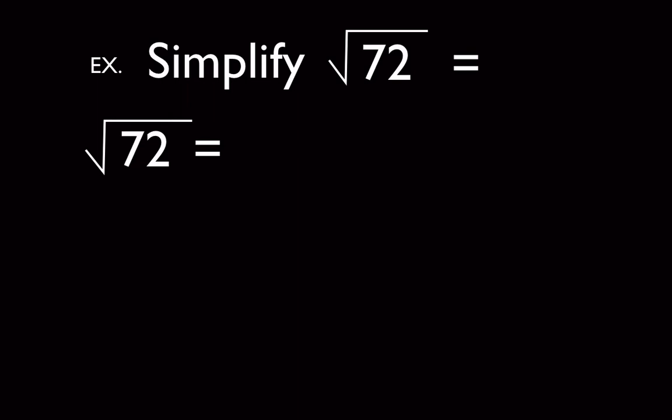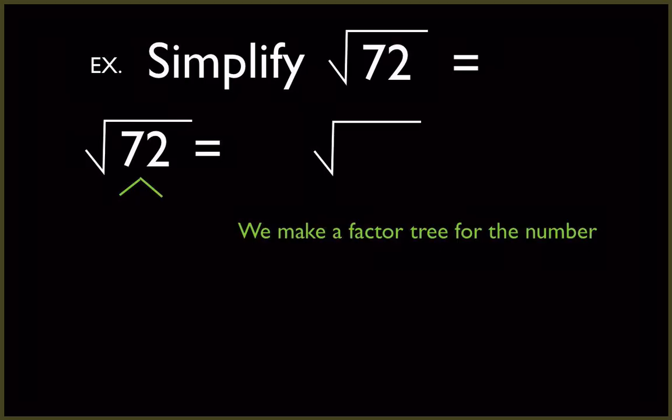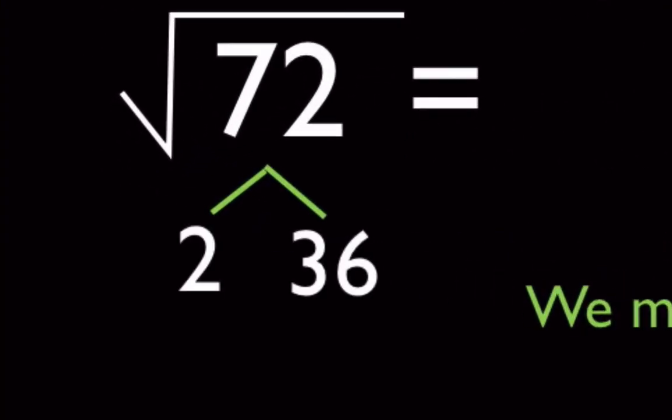So what we're going to do is follow basically 3 simple steps. The first step is we're going to take that 72 and make a factor tree. Now, if you don't remember what that means, the word factor basically means 2 numbers that multiply together to equal a larger number. So we're looking for 2 numbers that multiply together to equal 72. Probably some numbers jumped into your head. I went ahead and used 2 and 36.